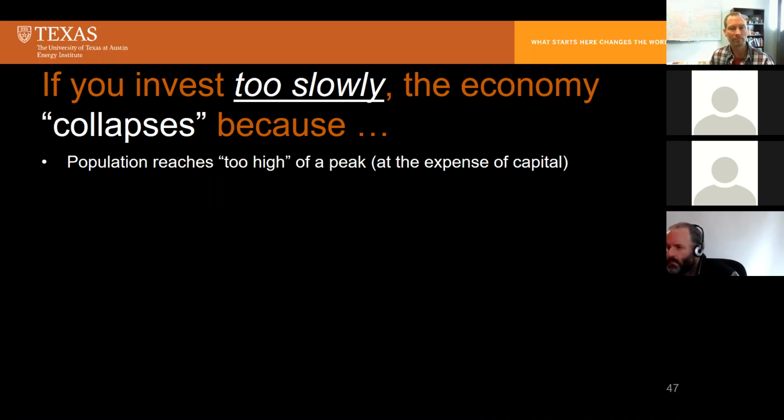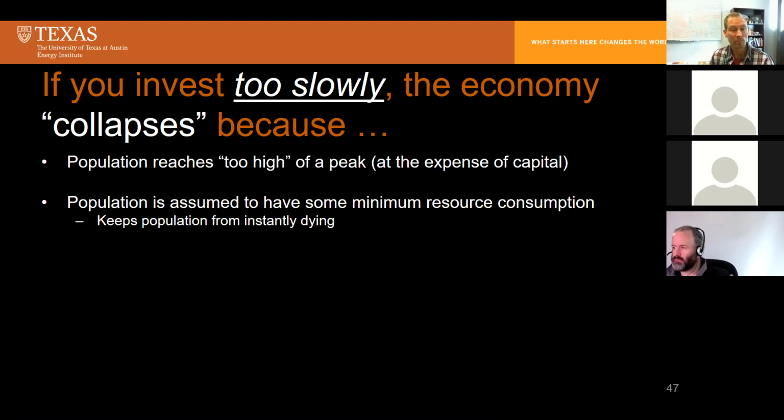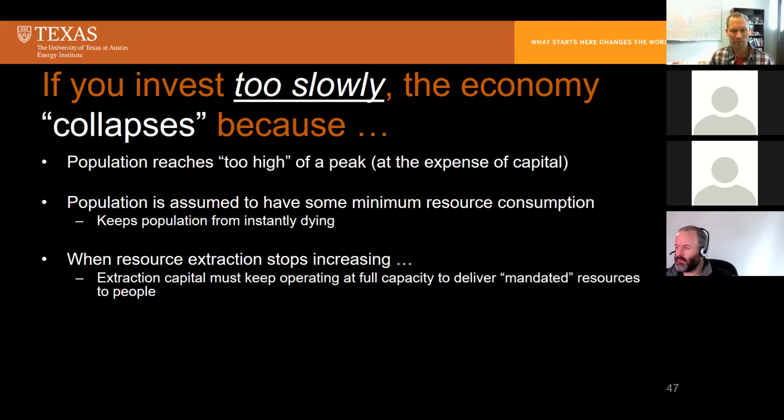So what happens when you invest too slowly? The economy collapses because population reaches too high a peak, too high in quotes here, but too high a peak. And again, this is at the expense of accumulating more capital. I assume population will have some minimum resource consumption, so I don't let resource consumption go to zero for households, in the sense that if there were no food flowing to them, they might just instantly all die. So I keep some minimum level that has them dying at some maximum rate. The death rates are just some maximum number that's not infinity. That keeps the population from dying instantly, so they have to decline slowly. And so when the resource extraction stops increasing, then extraction capital has to try to keep operating at its full capacity, because it's trying to deliver enough resources to households' consumption, because that's a constraint now.